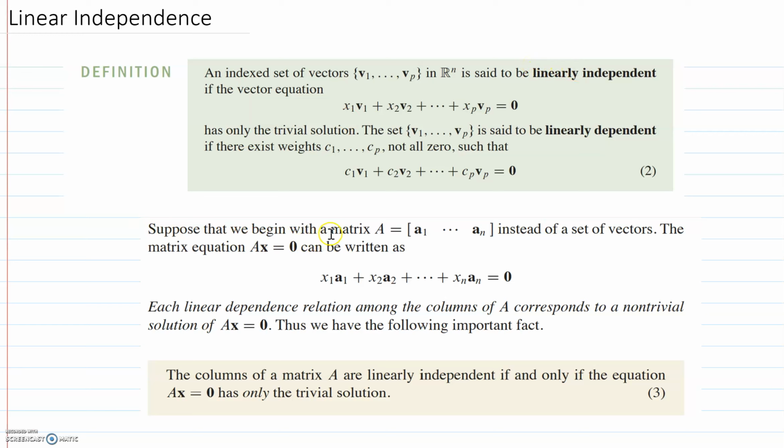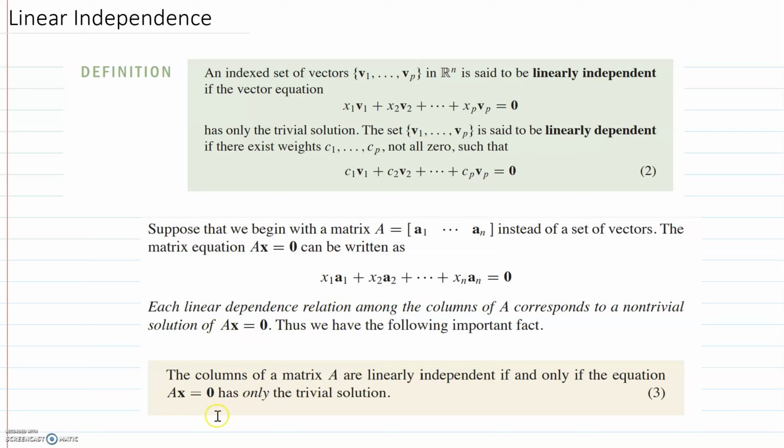Suppose we begin with a matrix, we'll call it A, with columns as vectors. The columns are going to be A1 through AN. The matrix equation AX equals 0, we know from past sections, can be written as a linear combination of those vectors with x1, x2, xn being the weights. And if we set it equal to 0, we know that each linear dependence relationship among the columns of A corresponds to a non-trivial solution of AX equals 0.